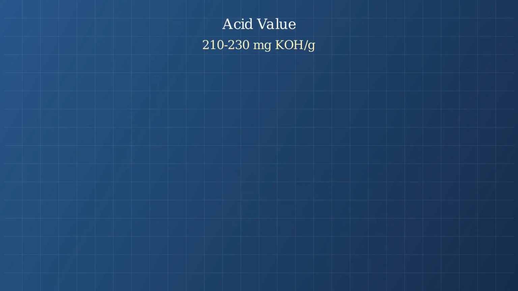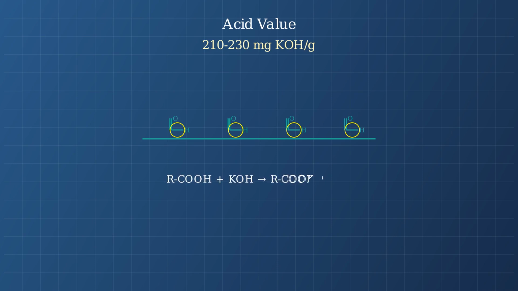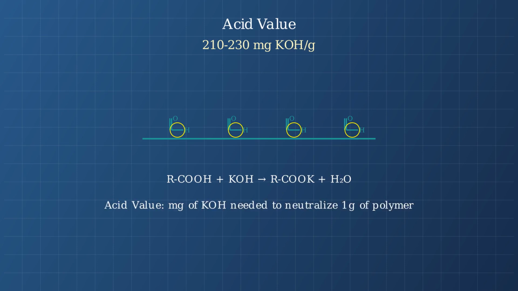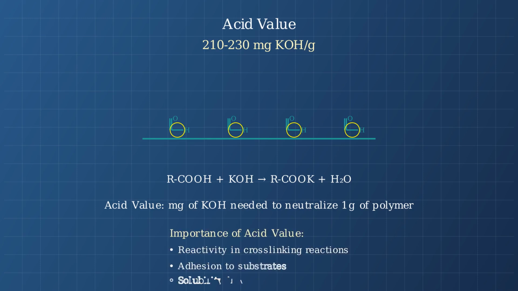The acid value of our copolymer ranges from 210 to 230 milligrams of potassium hydroxide per gram. This property comes from the carboxylic acid groups in the acrylic acid units of the polymer backbone. The acid value is measured through titration with potassium hydroxide, where the carboxylic acid groups react with KOH to form salts. The acid value is crucial for determining polymer reactivity, adhesion properties, and solubility characteristics.